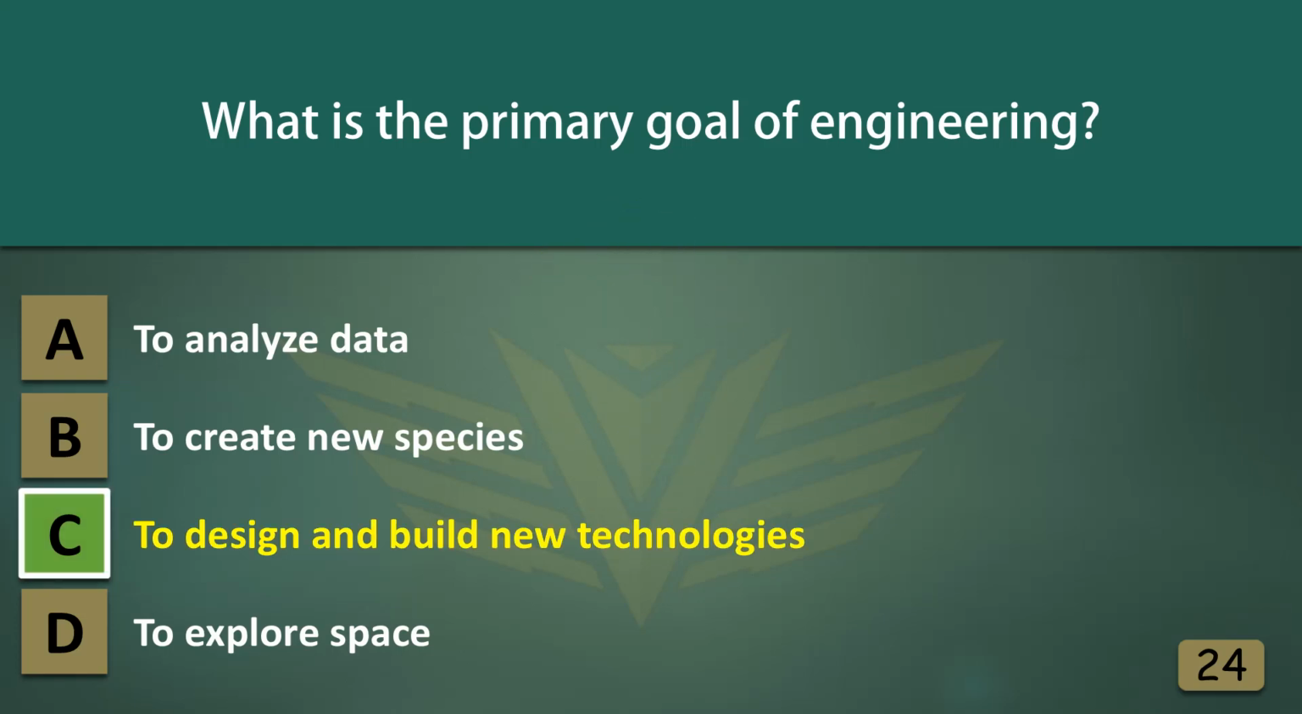The correct answer is C. To design and build new technologies. The primary goal of engineering is to design and build new technologies to solve problems and meet human needs.